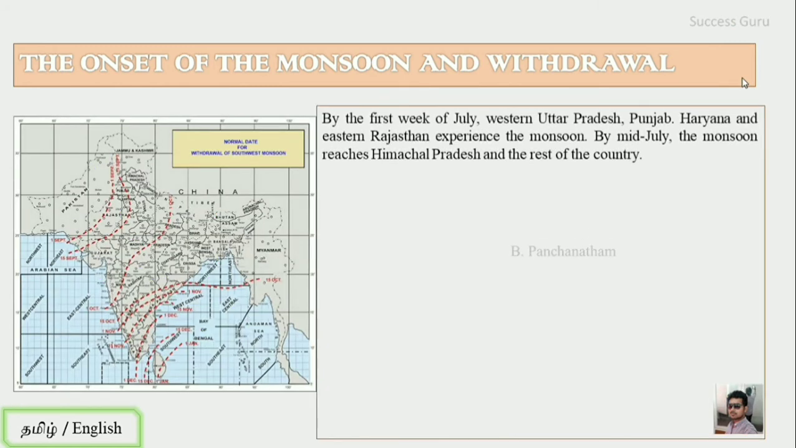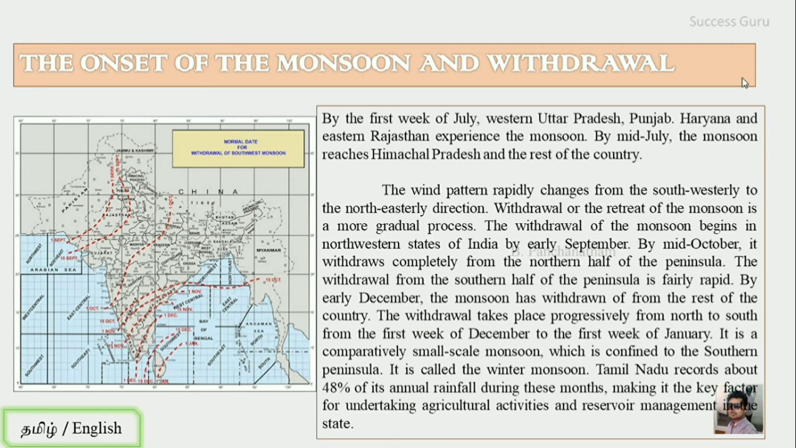By the first week of July, western Uttar Pradesh, Punjab, Haryana and eastern Rajasthan experience the monsoon. By mid-July, the monsoon reaches Himachal Pradesh and the rest of the country. The wind pattern rapidly changes from southwest to northeast direction, and this is called the withdrawal or retreat of the monsoon, and sometimes it is also referred to as the northeast monsoon. The withdrawal of the monsoon begins in the northwest states of India by early September. By mid-October, it withdraws completely from the northern half of the peninsula. The withdrawal from the southern half of the peninsula is fairly rapid, and by early December the monsoon has withdrawn from the rest of the country.